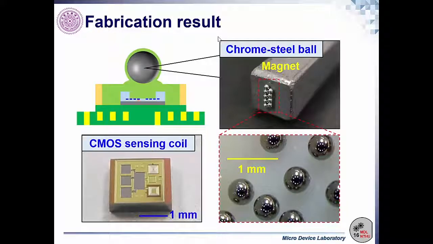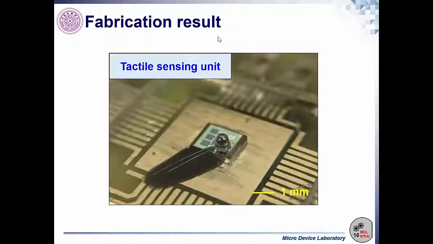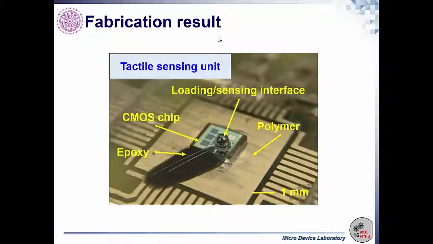And this is the CMOS chip, with the sensing coil and the other test key. And this is the encapsulated device after the polymer encapsulation. From this picture, you can see the loading interface, the polymer, and the CMOS chip, and the bonding wire is protected by the epoxy.